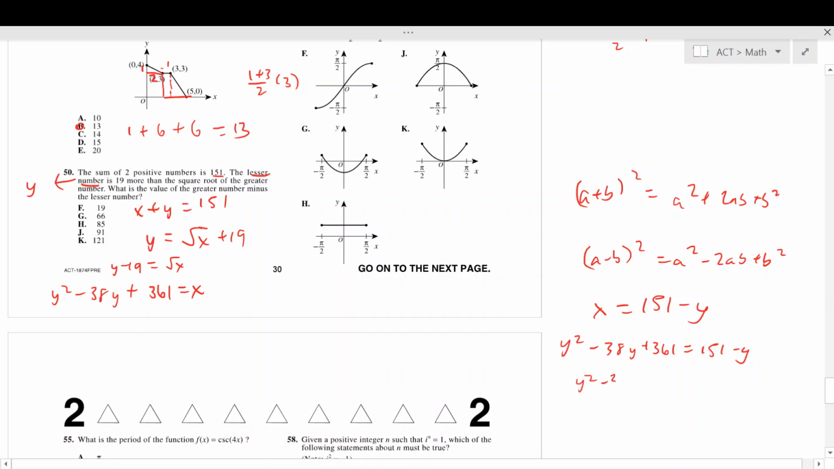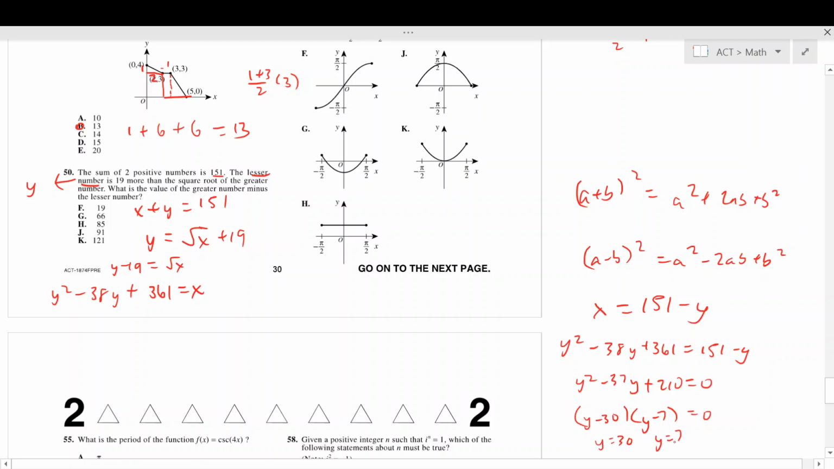Y squared minus 37y, just add y on both sides, and then subtract 151 on both sides. So 361 minus 151 will give us 210 equals 0. So I can solve for y. We can factor this quadratic here: y minus 30, y minus 7 is equal to 0. So y equals 30 or y equals 7.